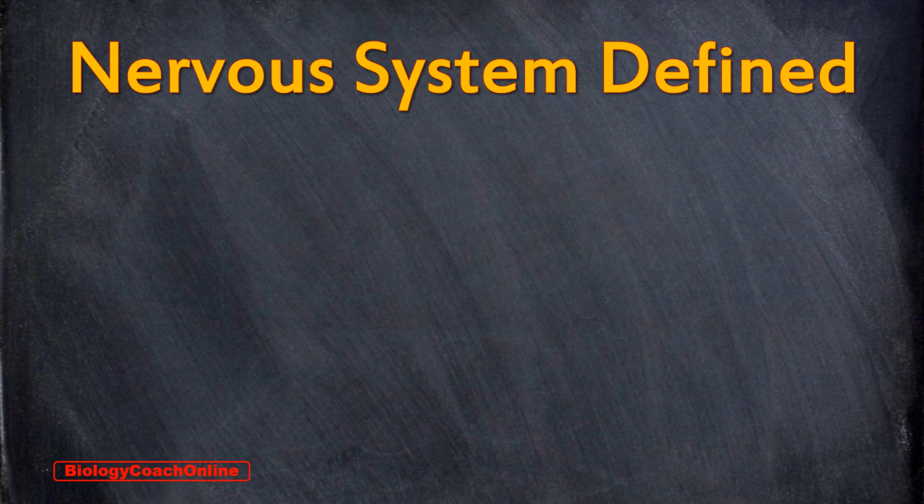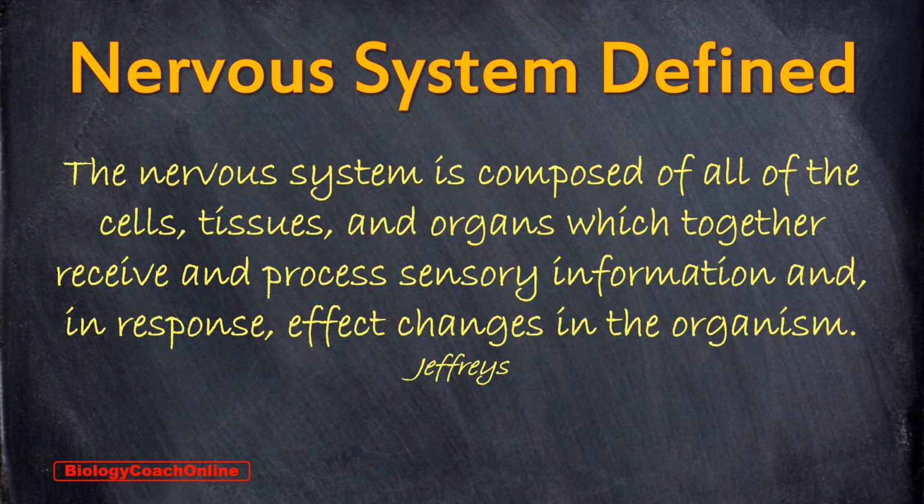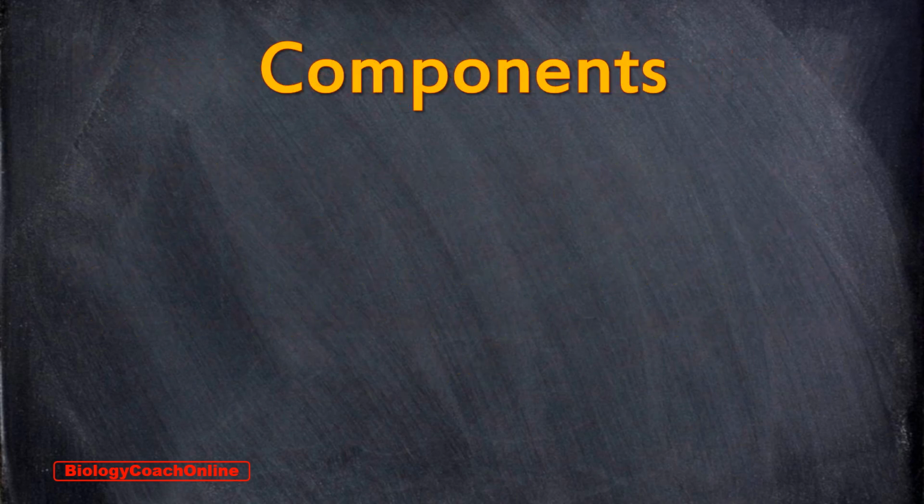Okay, how's this one? The nervous system is composed of all of the cells, tissues, and organs which together receive and process sensory information and in response affect changes in the organism. Now understand, of course, that said changes may be physiological, physical, or both, and that's a Jeffries quote, by the way. So from my definition, you can break the nervous system down like this.